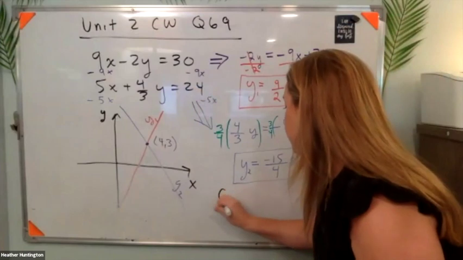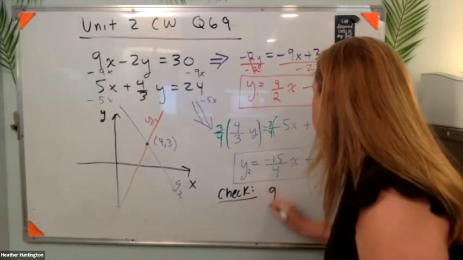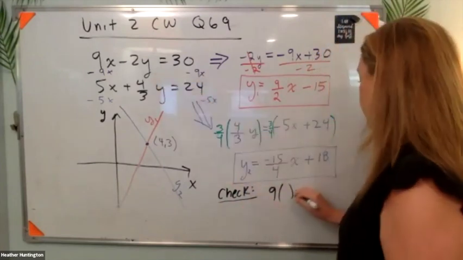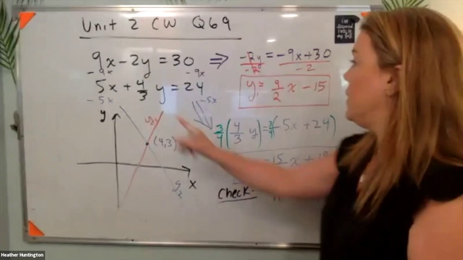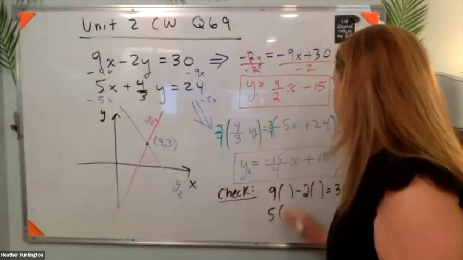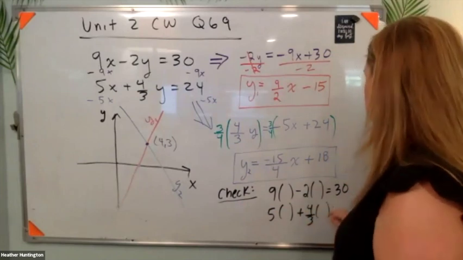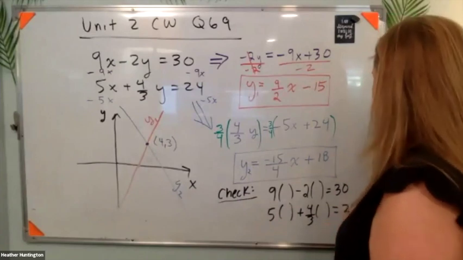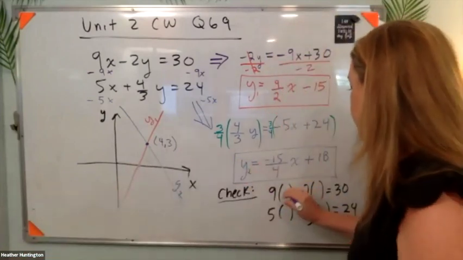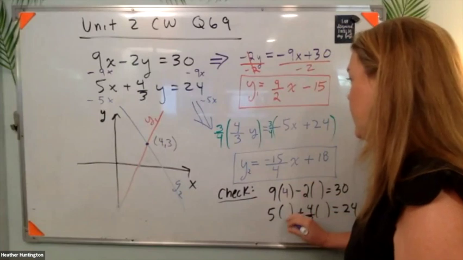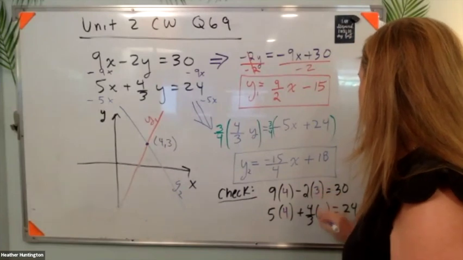Let's check. So we've got 9x minus 2y equals 30. And then we have 5x plus 4/3 y equals 24. So I'm going to put in our solution of 4 for x and 3 for y.